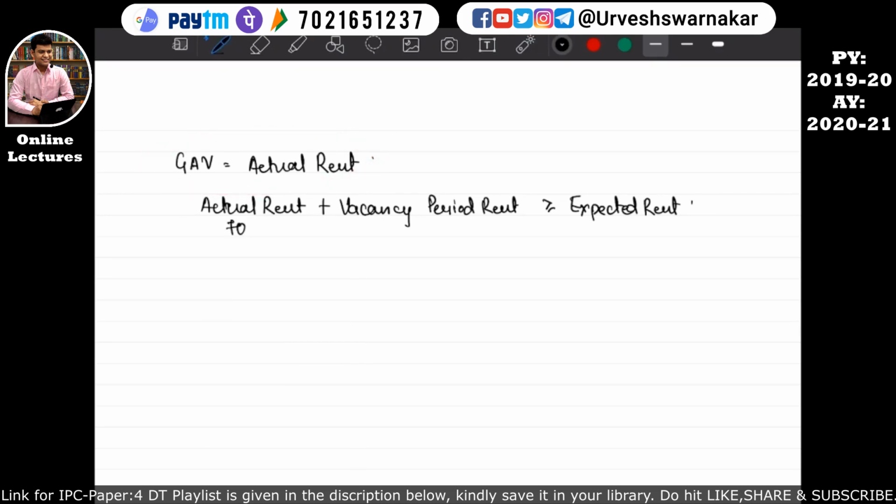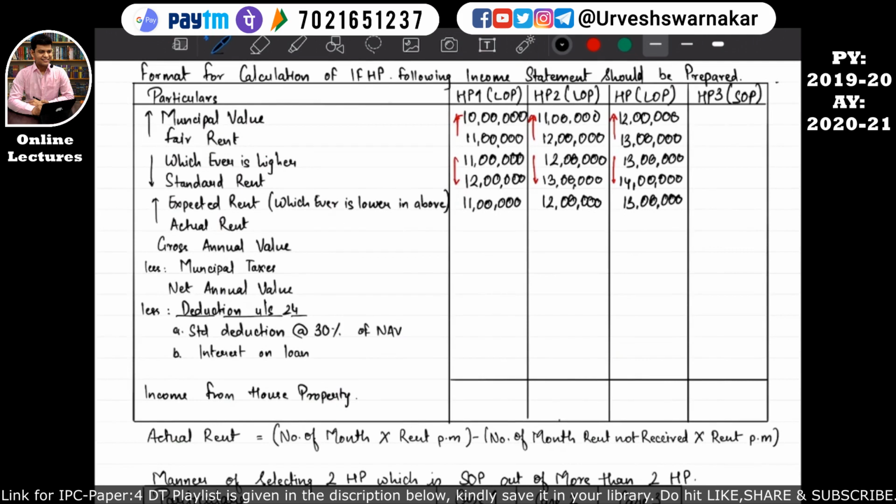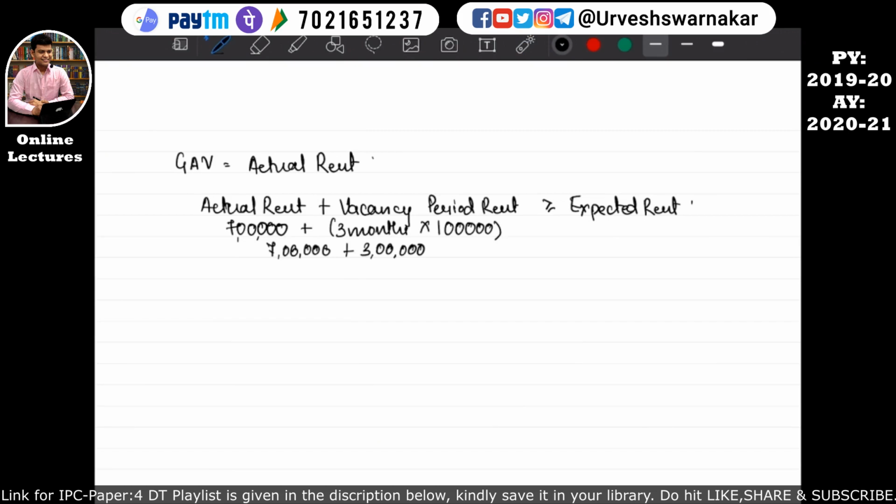So the actual rent is equal to 7 lakhs, and the vacancy period is 3 months. So 3 months into 1 lakh, which is equal to 7 lakhs plus 3 lakhs. And the expected rent, from the format we saw, is equal to 11 lakhs. So we will write that detail over here. Expected rent is equal to 11 lakhs. I hope this is quite clear to you all. Since you can see this side is not greater than the expected rent, the formula will change.